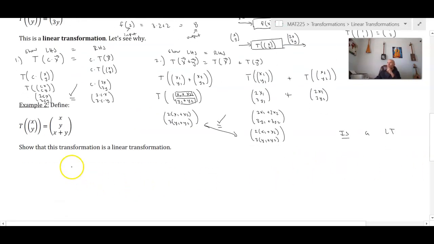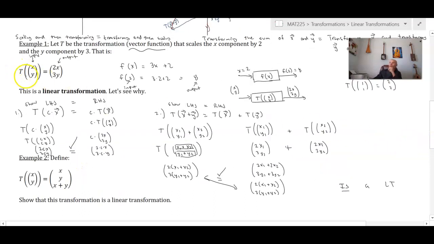Let's look at another example. In this first example, notice that we took a vector. The input was in 2 dimensions, R2, and the output was in R2. So this transformation, let me just make a little box here. This transformation took a vector, started in R2, and created another vector in R2.